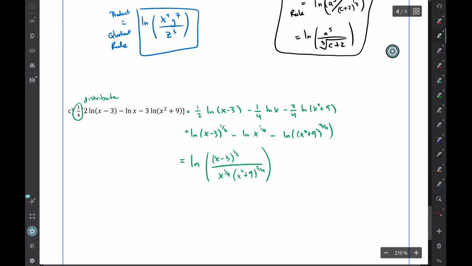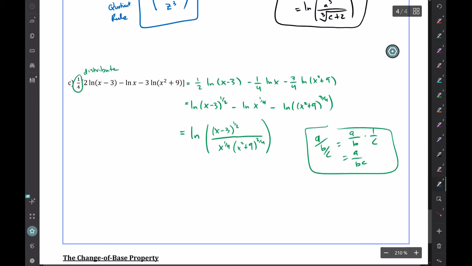And some people will probably ask, why did I multiply the things on the bottom? That's because I started with (x-3) to the 1/2, I'd be dividing by x to the 1/4, and then dividing by (x²+9) to the 3/4. That's the same as multiplying, let me just say this: if you have a over b over c, that's the same as a over b times 1 over c, or a over b times c. That's why I multiplied on the bottom there. Okay, so that was one way to do this problem.